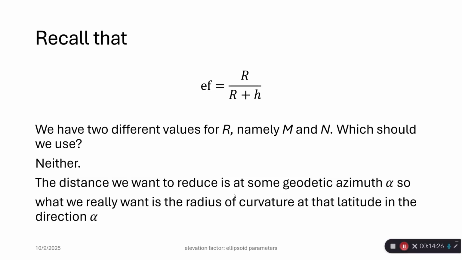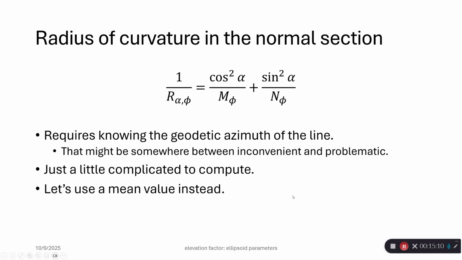What we need is a single number, and upon reflection, we're thinking about reducing a distance corresponding to some line on the ground. Well, that line is running at some geodetic azimuth. So perhaps what we really want is the radius of curvature at that latitude, but running in the direction of the azimuth of the line. M runs north and south. N runs east and west. Let's figure out what the radius of curvature is in the direction that the line is actually running. That is called the radius of curvature in the normal section, and it's got this somewhat complicated formula that you see here.